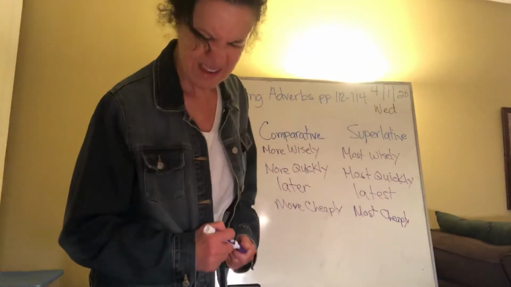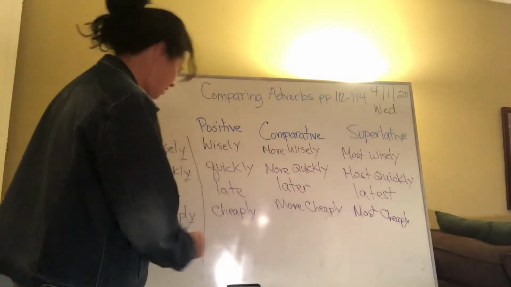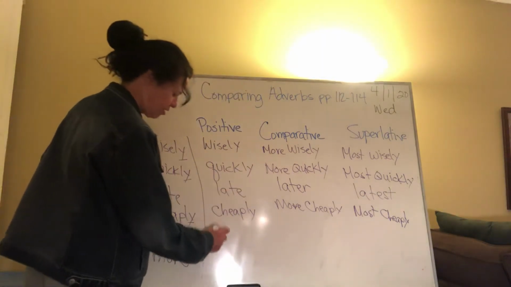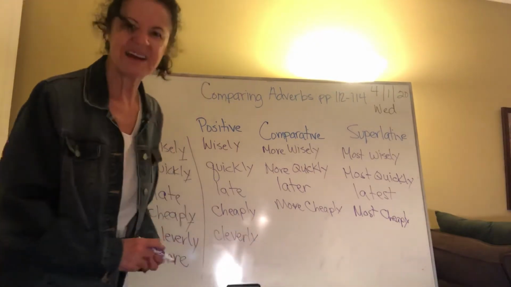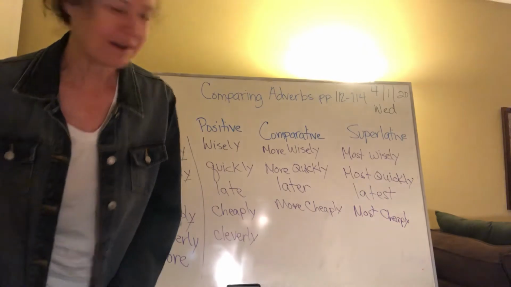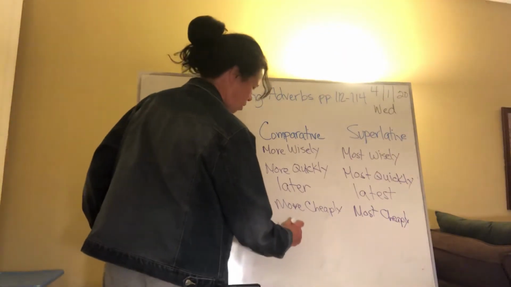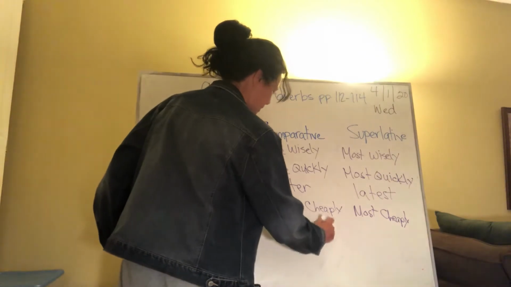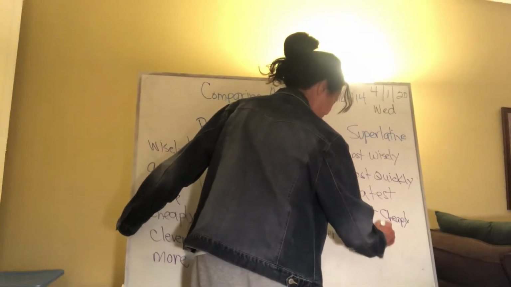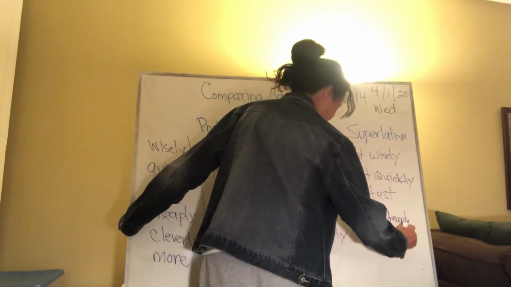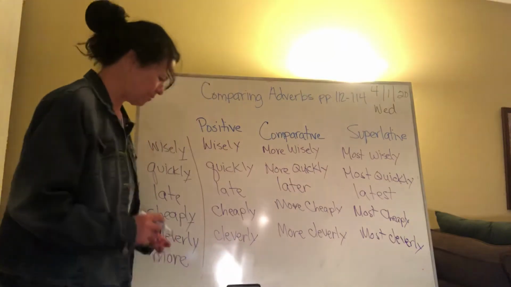Okay? Now, the next word is cleverly. So we're going to follow the pattern. Can you see that down there? Let me double check. Yep. And then we have comparative, more cleverly, and most cleverly. I'm sorry, it's hard to write neatly when you're hanging on the board so it doesn't fall over.